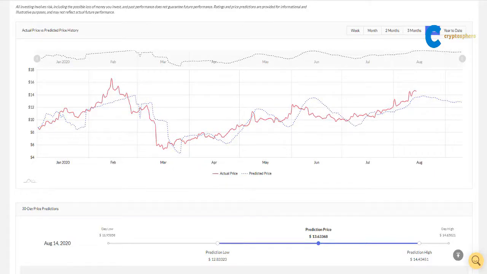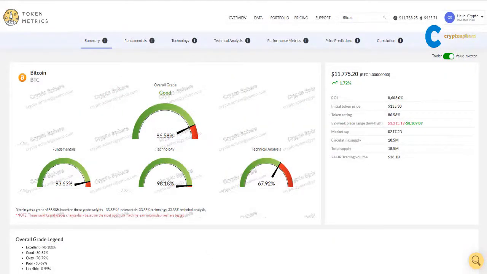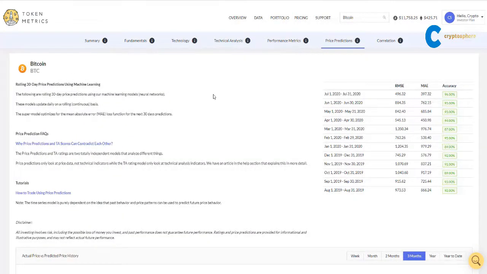Another indicator we like to use is the price prediction for Bitcoin. Let's type in Bitcoin at the search bar to get the analysis. We have to go over to price prediction to see the chart. You can get this analysis for every top 100 cryptocurrency.